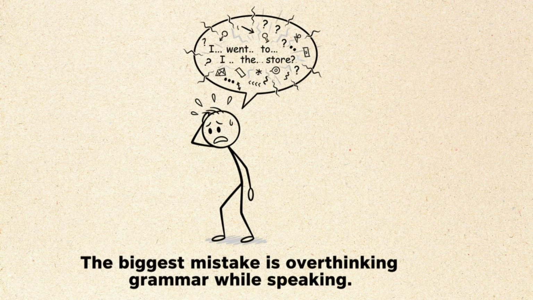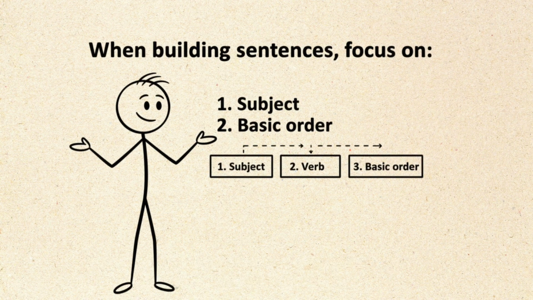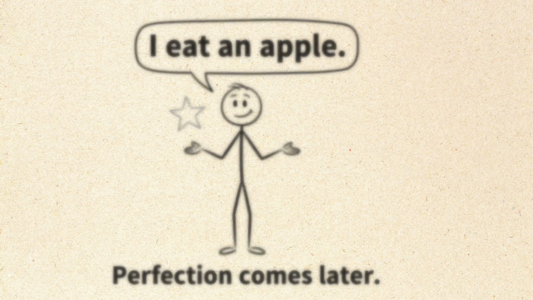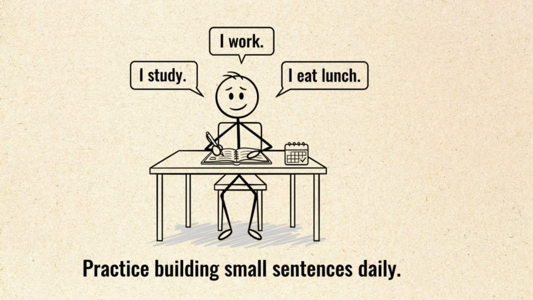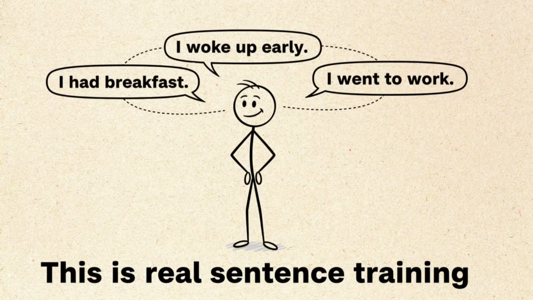The biggest mistake is overthinking grammar while speaking. When building sentences, focus on 1, subject, 2, verb, 3, object. Basic order first, perfection comes later. Fluency comes from building. Practice building small sentences daily. For example, describe your day. I woke up early. I had breakfast. I went to work. This is real sentence training.